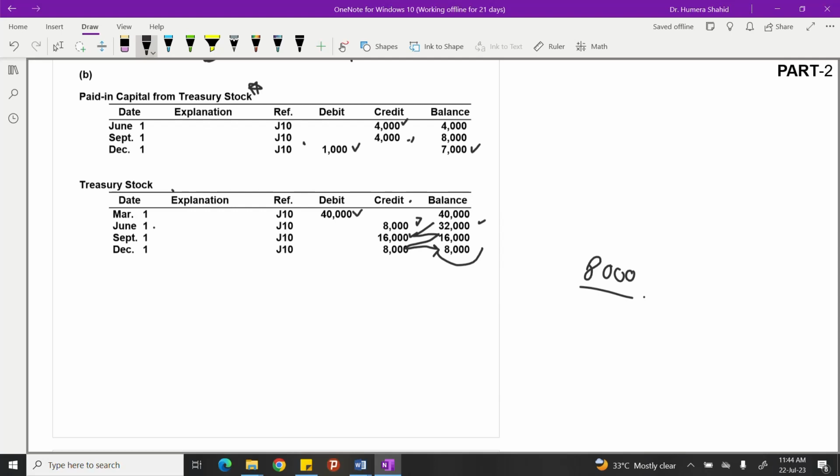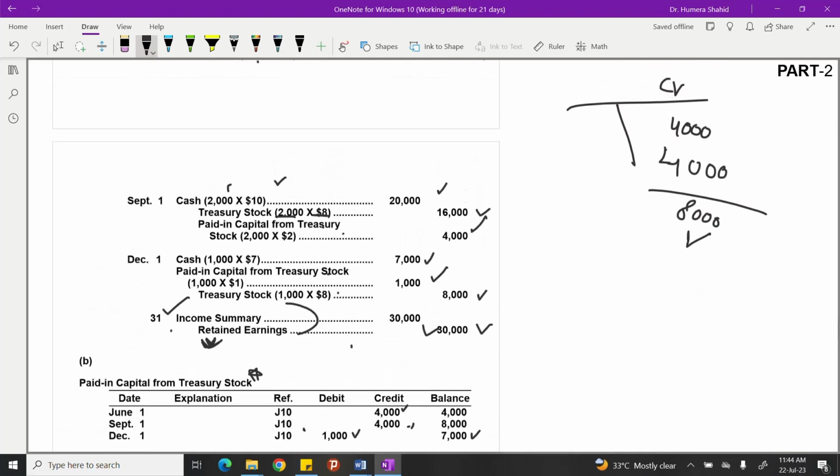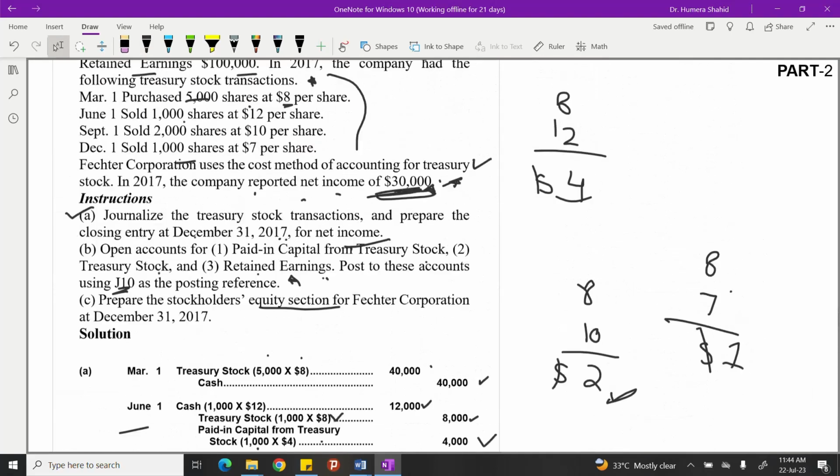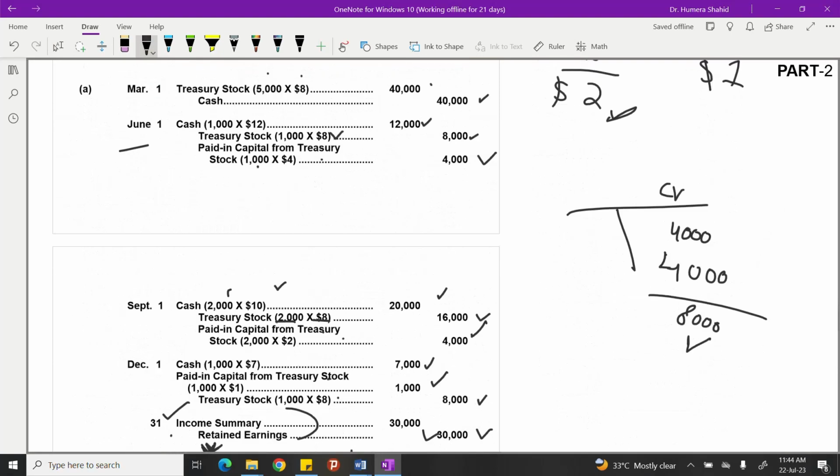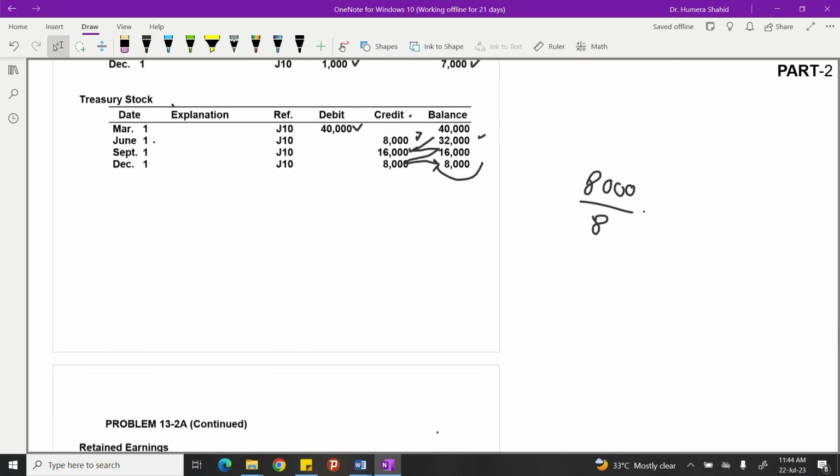And what was the cost? Means the value, that was $8. Was it 8? Let's quickly see. Yes, $8 was the value. So 8,000 divided by 8 comes to 1,000 shares still in the treasury balance.